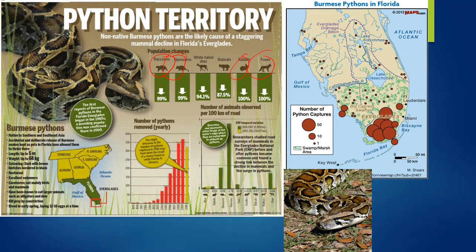So their population is going to die. Here's an interesting one. You can kind of see the number of pythons removed yearly, and you can see it just keeps going up and up and up. So it's really interesting. And where are the Florida Everglades? Very southern tip of Florida, down here.